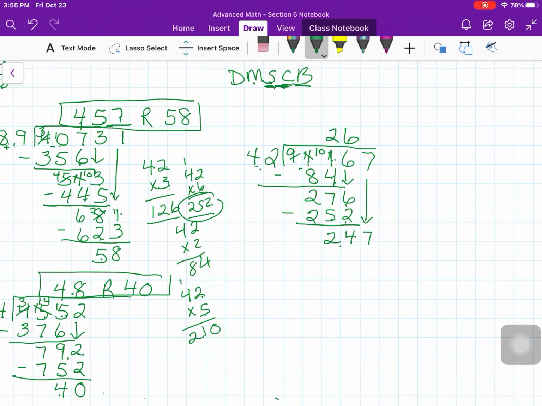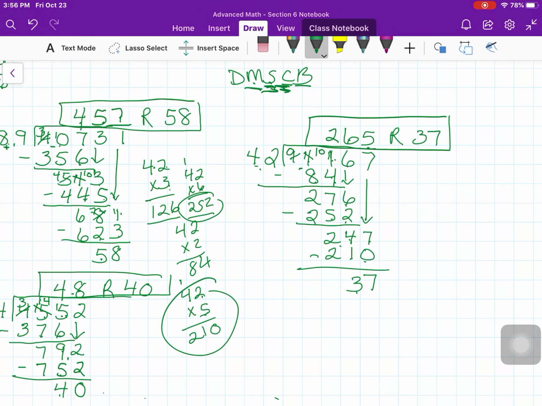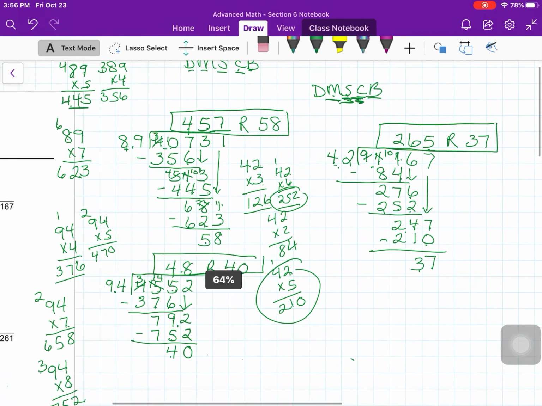So 42 goes into 247 5 times. I multiply 5 times 42, which is right here, and write 210. I subtract the two of them. 7 minus 0 is 7. 4 minus 1 is 3. I check to be sure 37 is smaller than 42. There's nothing more to bring down, so my remainder is 37. So my answer is 265, remainder 37.